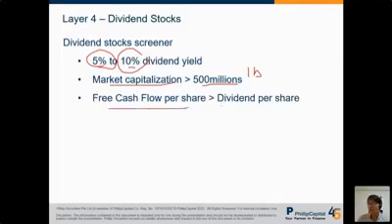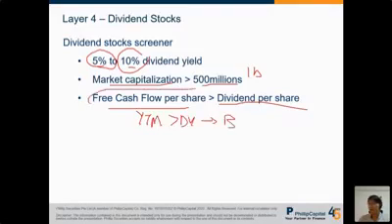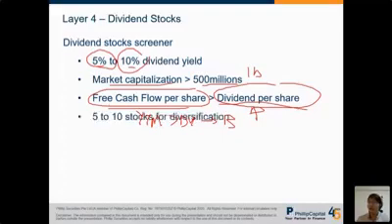Free cash flow per share must be more than dividend per share. This is like what I use in the bond criteria: the yield to maturity for a bond must be more than the dividend yield. For stock, we want free cash flow per share more than dividend per share, so that the likelihood of the dividend being sustainable is higher. So these are my criteria, and if you want to have dividend stocks, try to have 5 to 10 stocks for diversification.